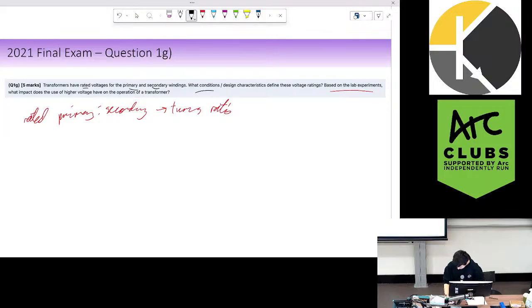So big point is magnetization of the core. That is one of our big design characteristics for rated voltages. We want our rated voltage to be somewhat in a linear region, but when we push it higher than that, we end up with a saturation of the core magnetization.